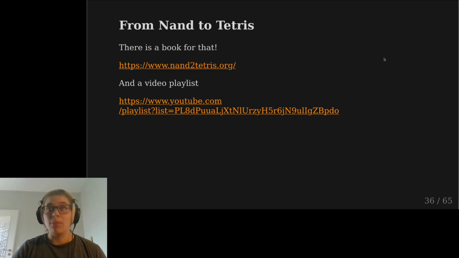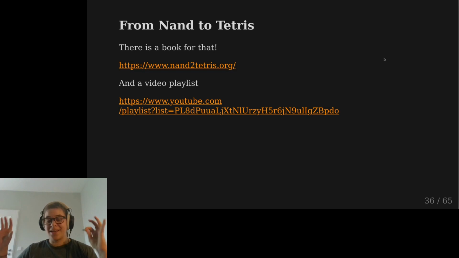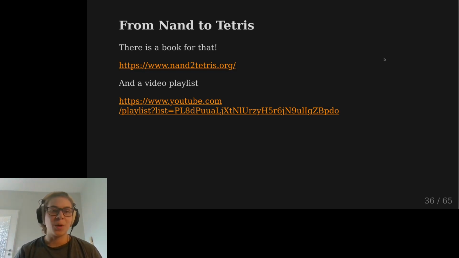However, I will not go further into this because there's so much to talk about, in way more detail than I can explain. You've maybe heard of the book called From Nand to Tetris, which is also part of my talk title, where you go from this NAND gate that I shortly mentioned to how to rebuild a CPU and then program something that lets us play Tetris on the CPU.